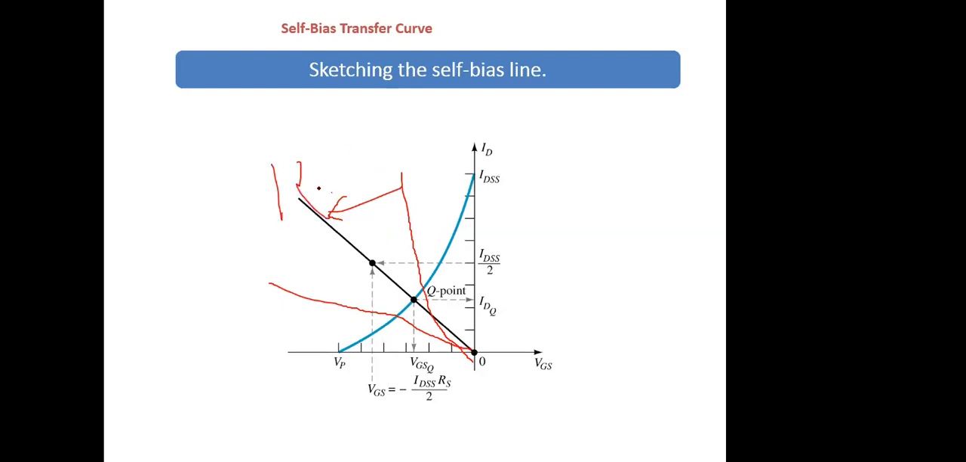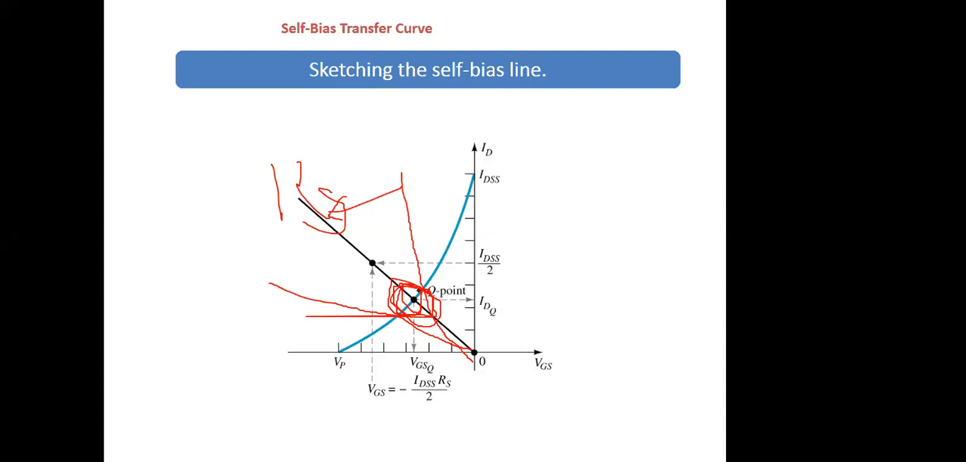Now whatever the value of RS, you just plot it, and wherever it intersects, you will have the operating point. That will be in the active region, not in the ohmic region. So that will be used for amplification purposes.